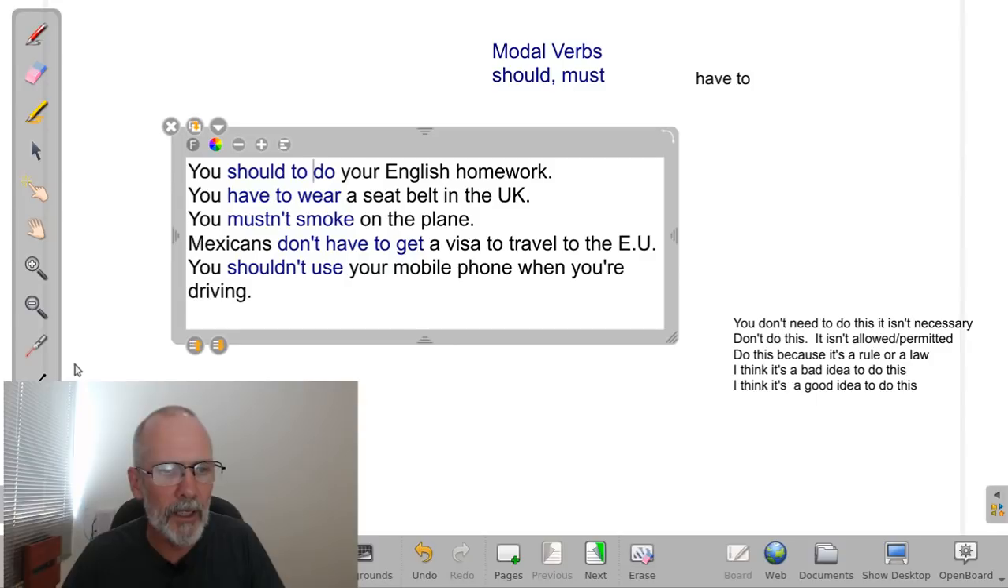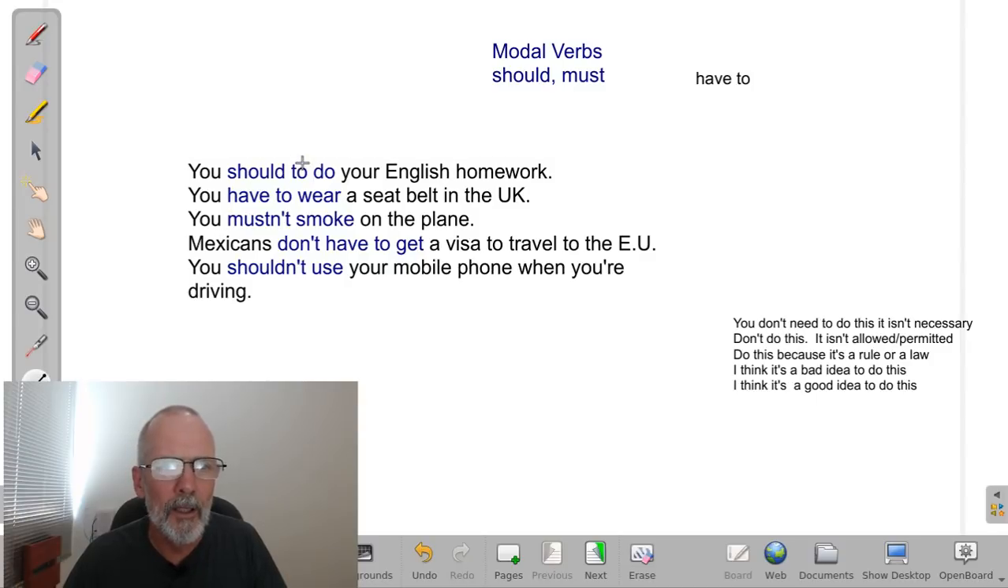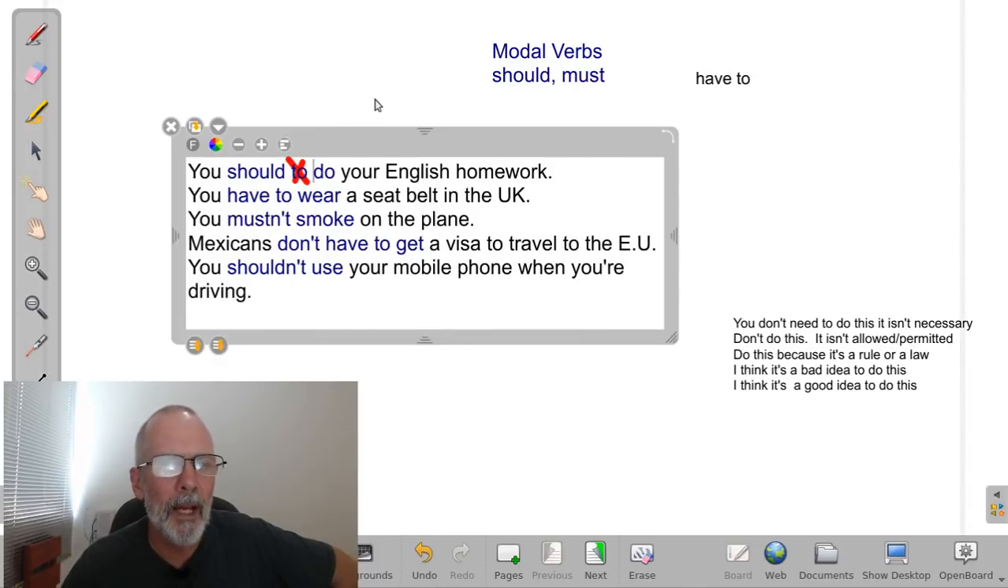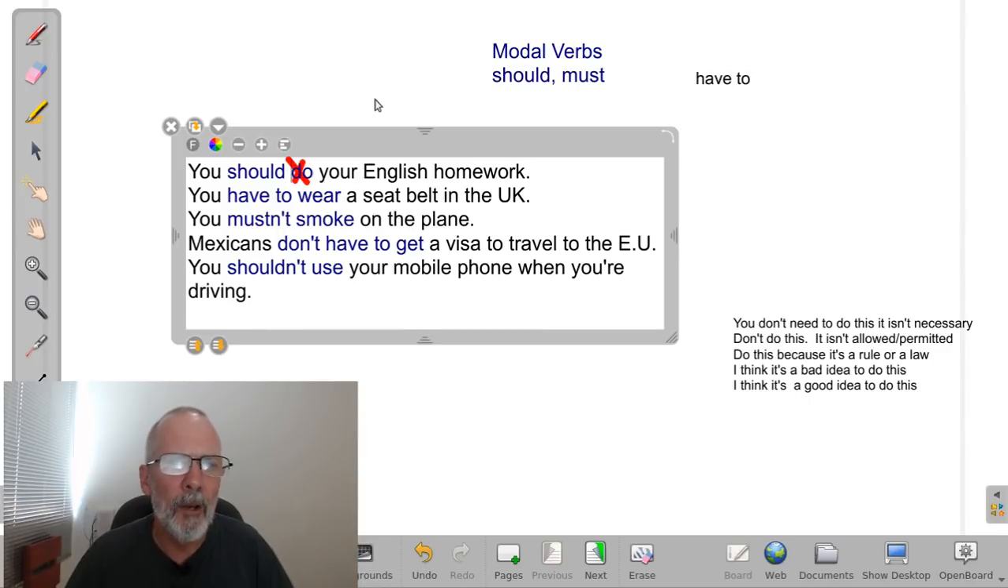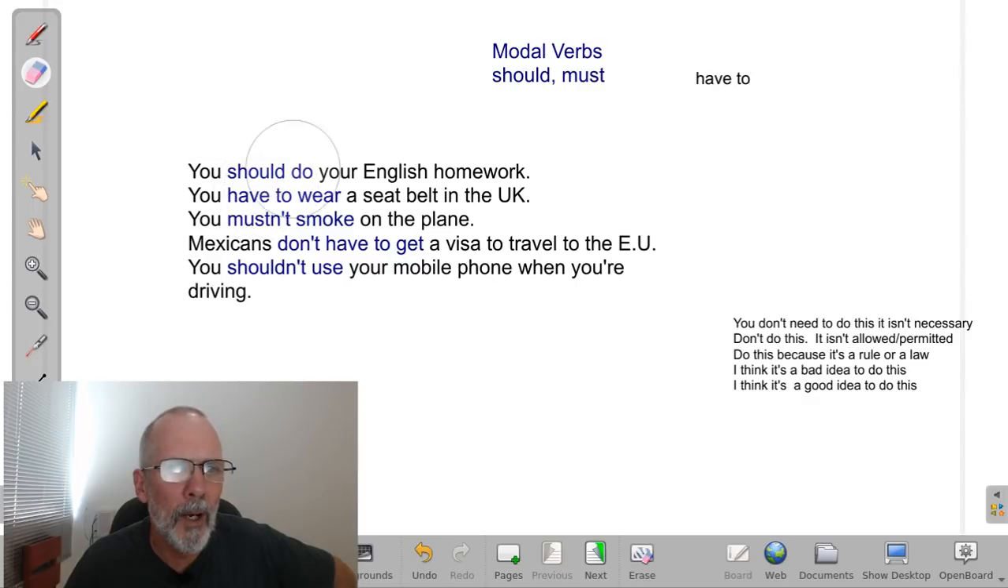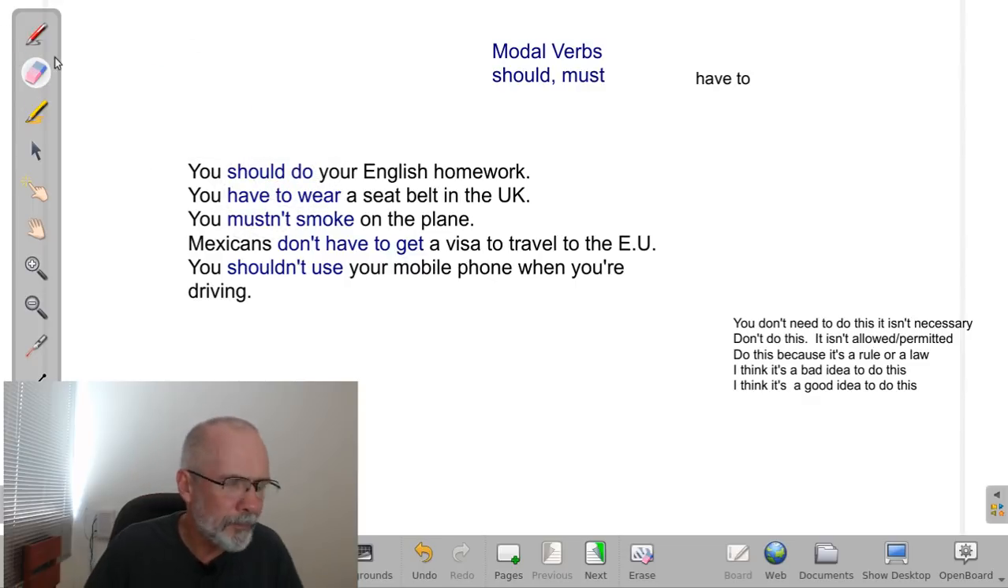Should to do, this is wrong. We don't want to put "to" here, never. After any modal verb, we don't want to put "to" there. It's incorrect. This is a mistake that some people make. It doesn't matter what modal verb it is, it's always followed by the base form of the verb.